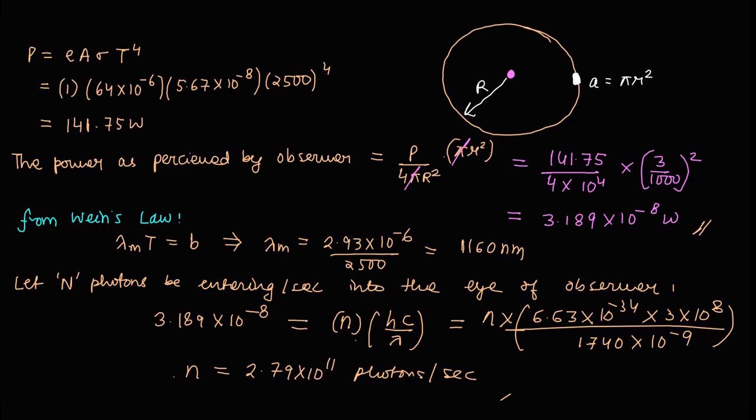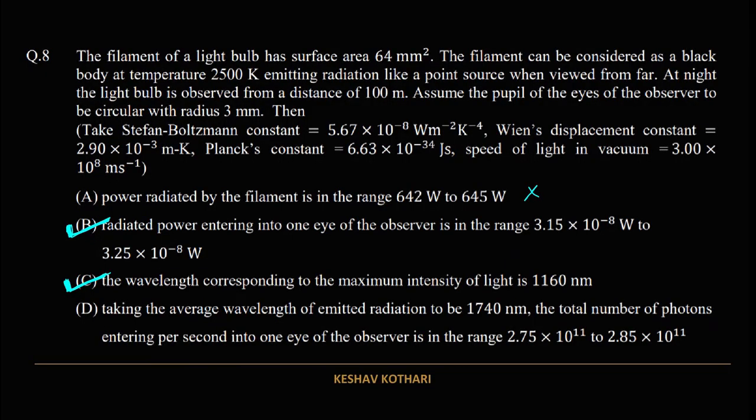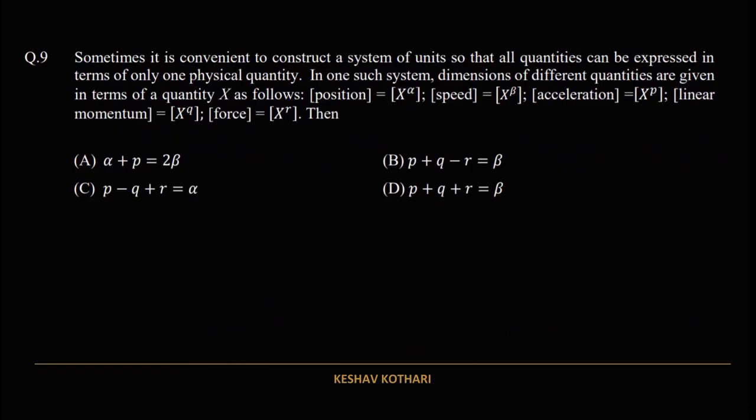So if we look at the previous problem, it is again equal to this, the option is correct, that is, it is within this range, 2.75 into 10 to the power 11 to 2.85 into 10 to the power 11. So for problem number 8, alternatives B, C and D are correct. Let us move to the next problem, problem number 9.